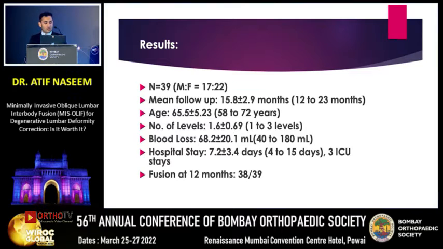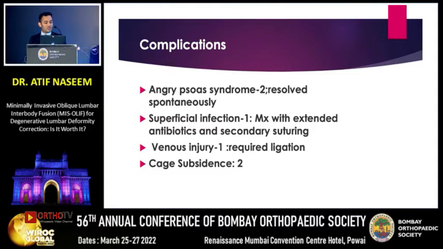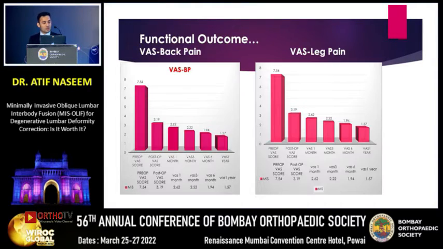The mean blood loss was 68 ml, and the hospital stay was as low as 4 days to up to 15 days, out of which 3 patients went to ICU for their other comorbidities. Fusion on CT scan was noted after 12 months, and we have seen fusion in 38 patients out of 39 patients. Coming to the complications, 2 patients had Angry-Sauce syndrome that resolved spontaneously. 1 patient had superficial infection which was managed with extended antibiotics and secondary suturing, and 1 patient had venous injury which required ligation, and cage subsidence in 2 patients.